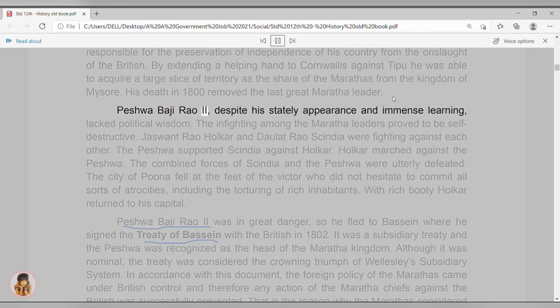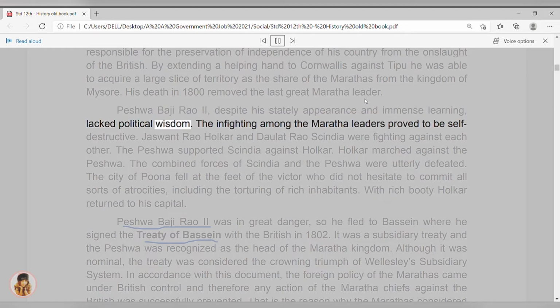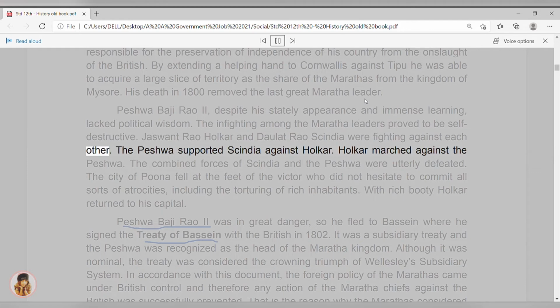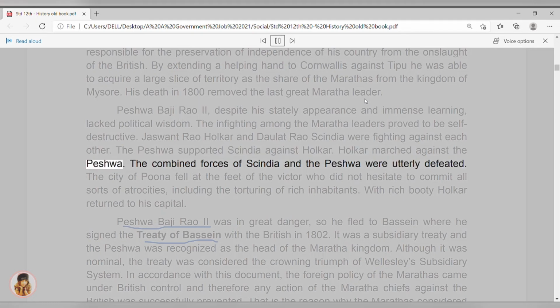Peshwa Baji Rao too, despite his stately appearance and immense learning, lacked political wisdom. The infighting among the Maratha leaders proved to be self-destructive. Jaswant Rao Holkar and Daulat Rao Scindia were fighting against each other. The Peshwa supported Scindia against Holkar. Holkar marched against the Peshwa. The combined forces of Scindia and the Peshwa were utterly defeated.